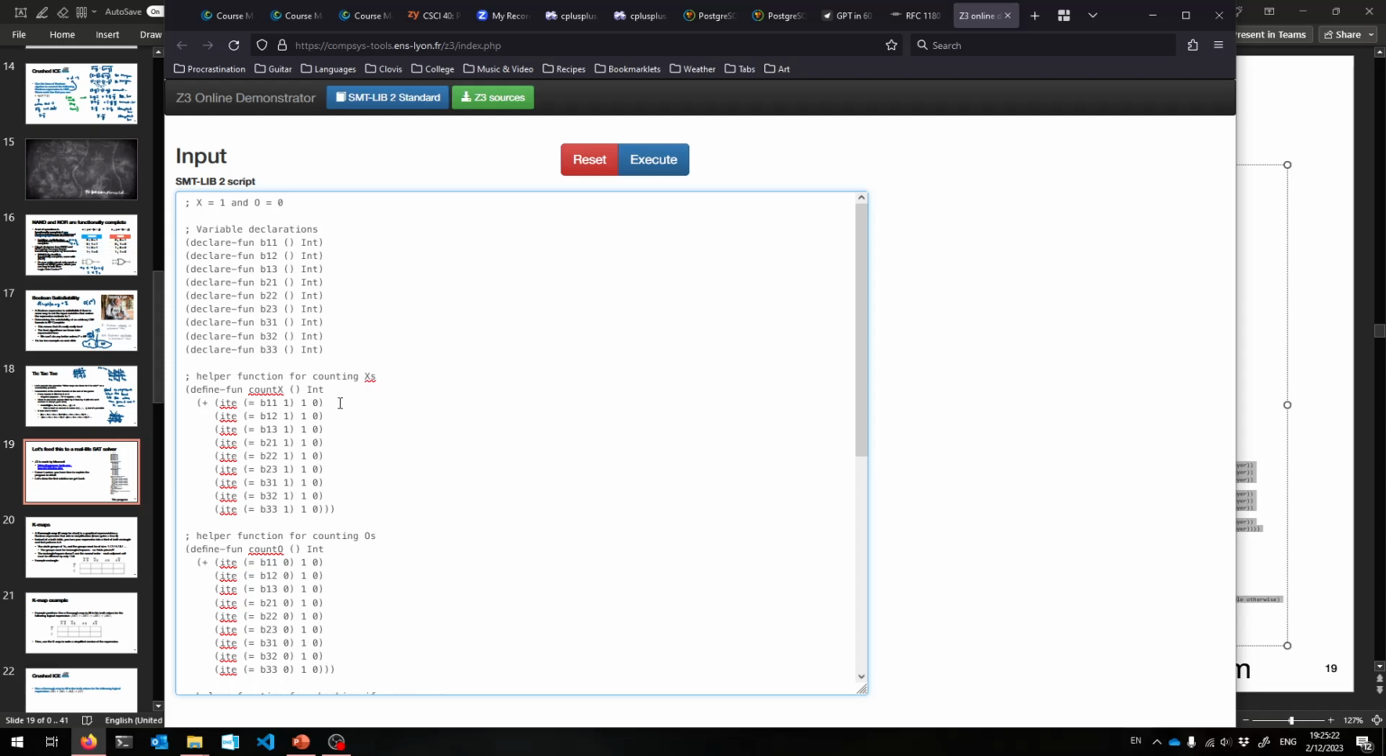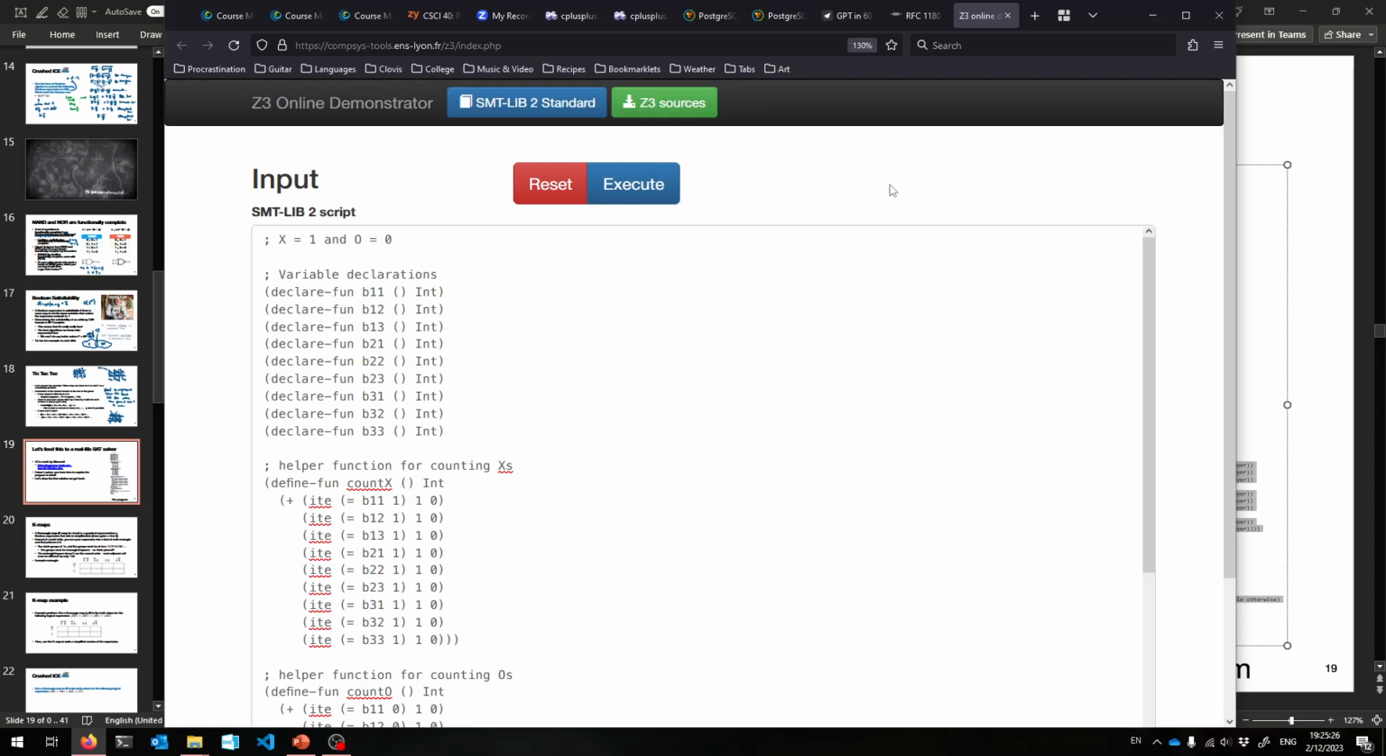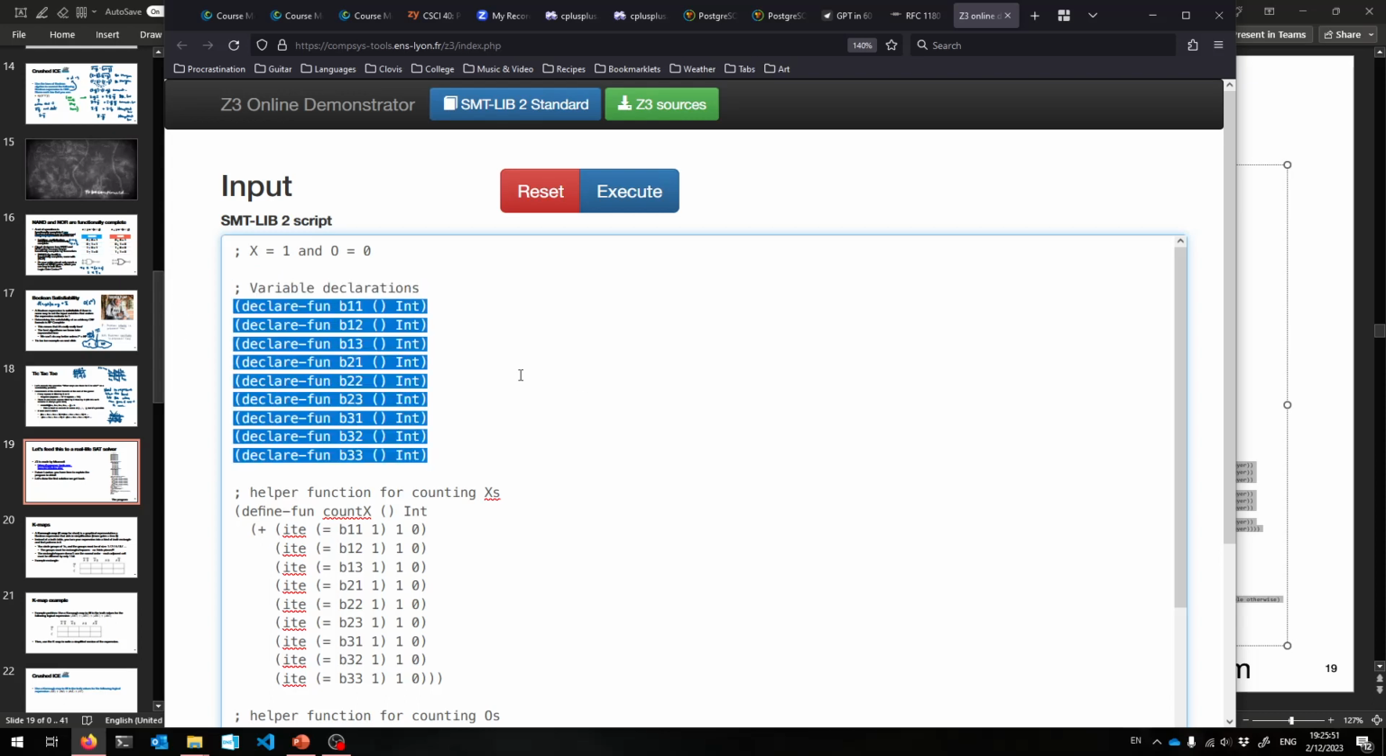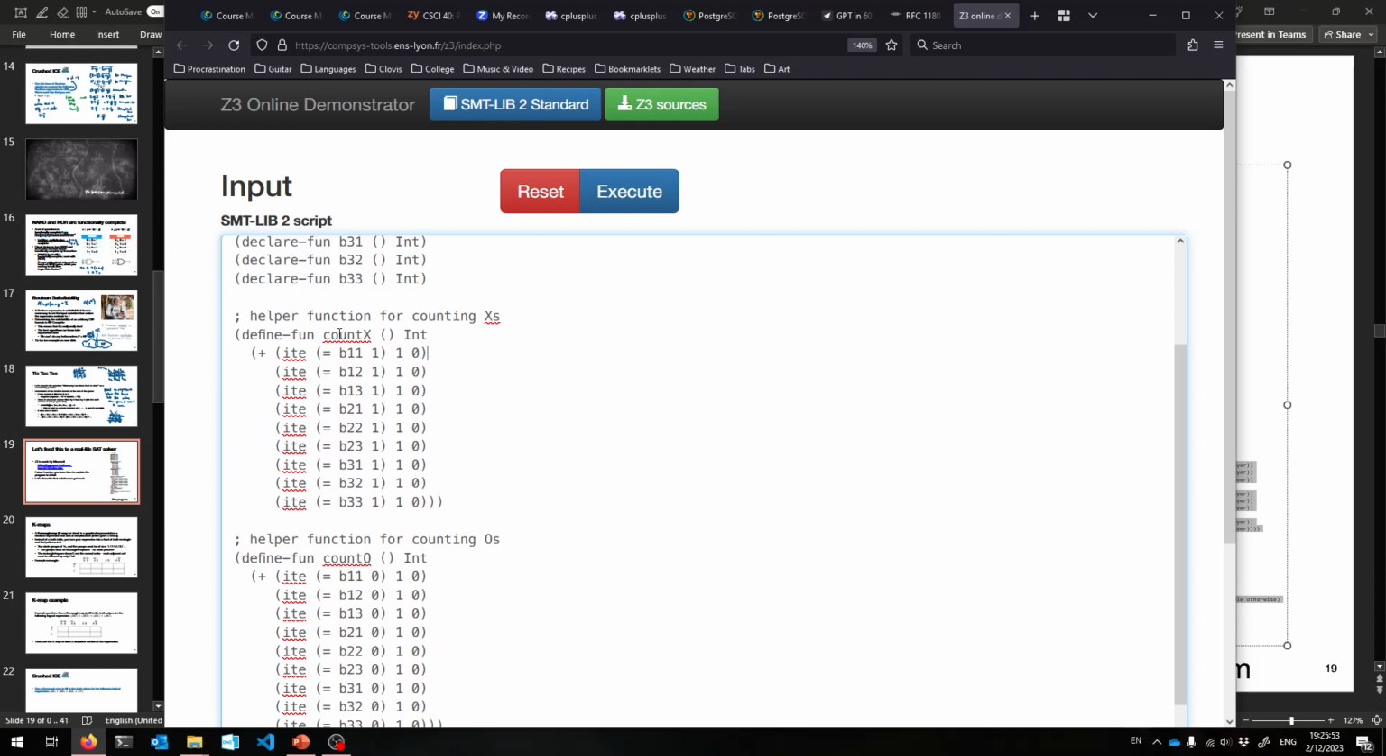So here is the program, and I'll try and explain it as best as I can. It's a SAT solver program, and so it's like the Boolean variables, or they're not Booleans anymore. We're just going to use numbers instead of variables, but you could use Booleans as well. Let's assume that X is 1 and O is defined as 0. So this is Racket style, semicolon comments. It's like declare a variable that's an int called b11, b12, b13. So make all your variables, tell the solver that they exist, and then here is my count x function.